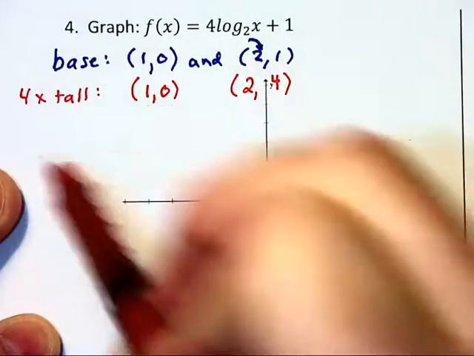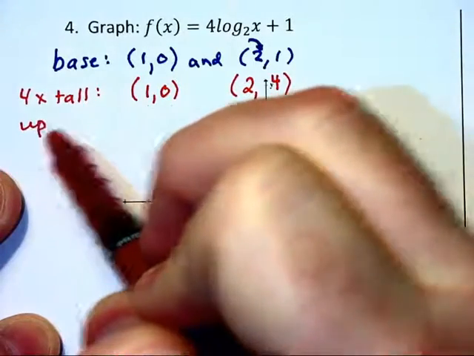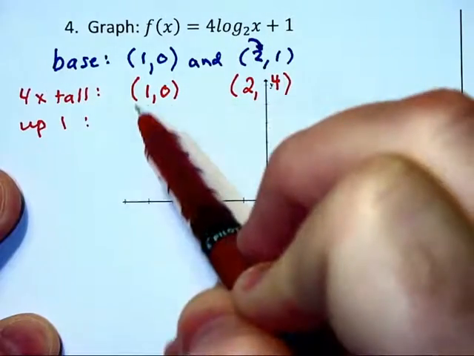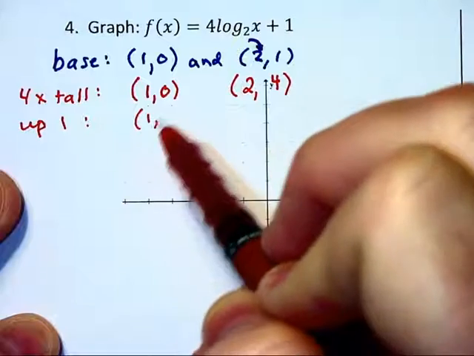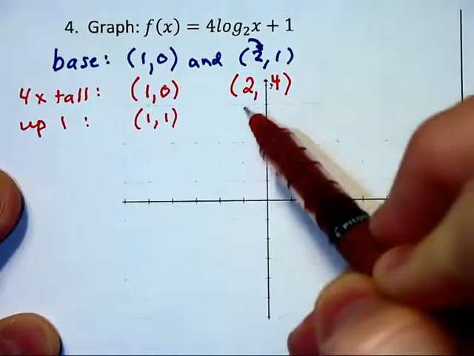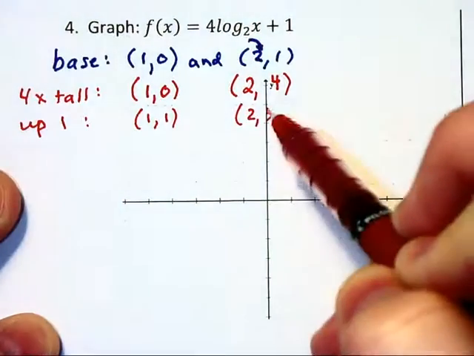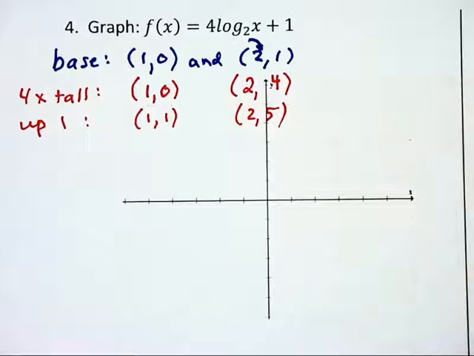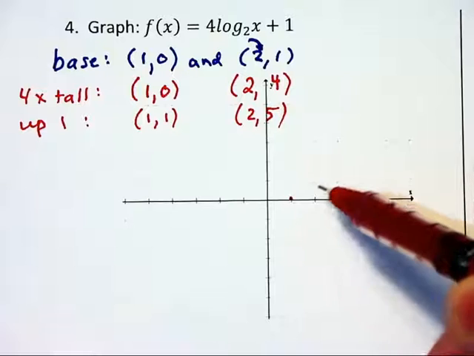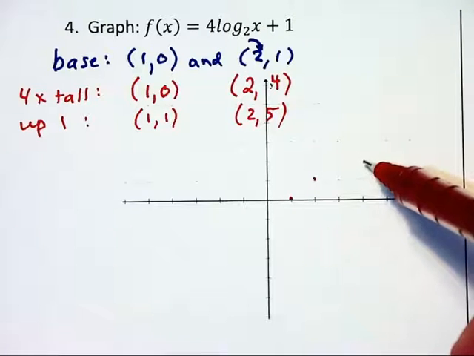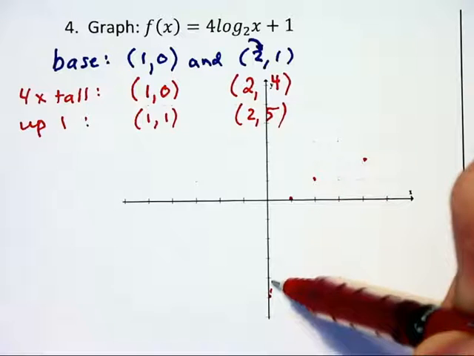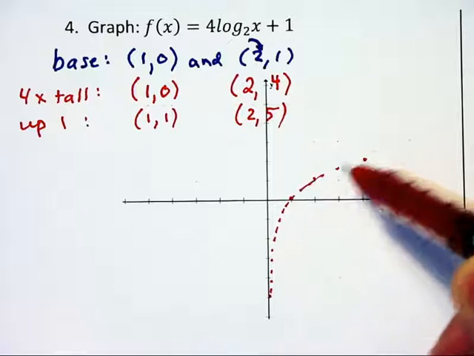That plus 1 at the end is going to move our graph up 1 unit. That's going to take the 1, 0 to 1, 1, and this 2, 4 to 2, 5. Now this is a little bit different. Let me dash in what our basic log base 2 of x graph looks like. This would be the graph without the 4 and the 1 in it.